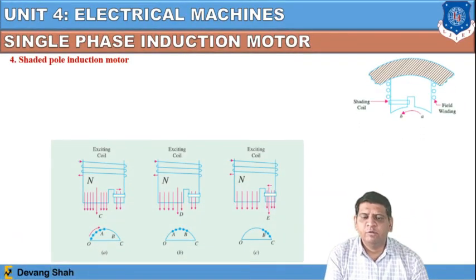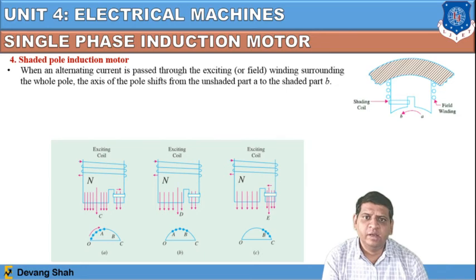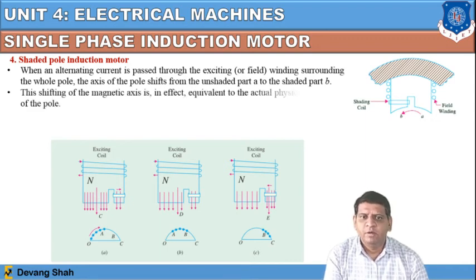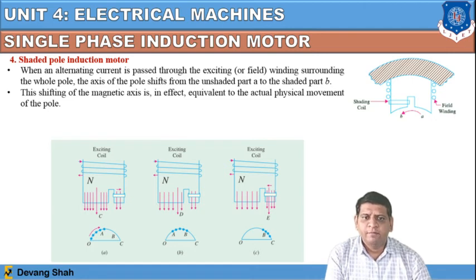So this is nothing but a kind of transformer arrangement, where alternating current is passed through the field winding surrounding the whole pole, and the axis of this pole shifts from the unshaded part to the shaded part, right? Here you can see more flux is accumulated at this portion and very little flux is there. As the signal goes through the positive half cycle from O to A to B and B to C, the amount of flux decreases and shifts to this side. Same way, once it reaches C, the flux is very small and a larger amount of flux is generated at the shaded part.